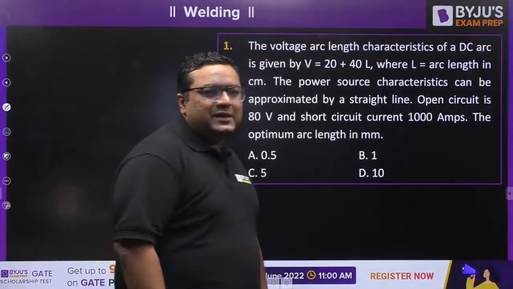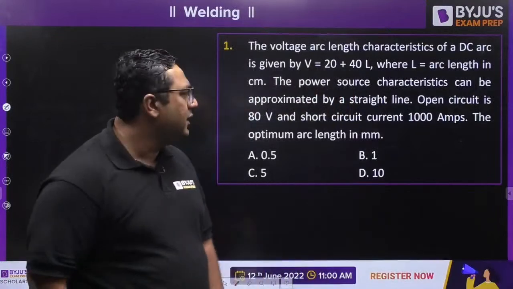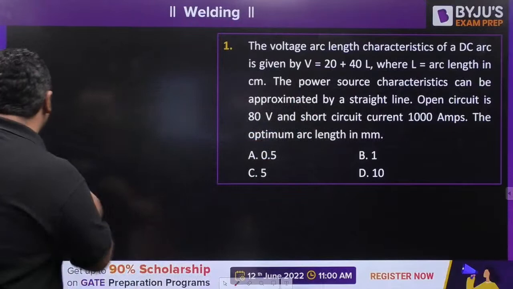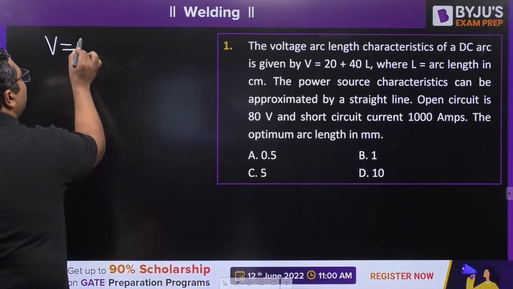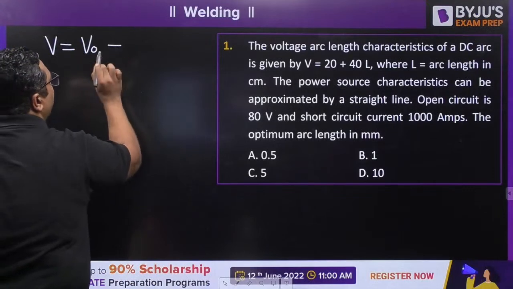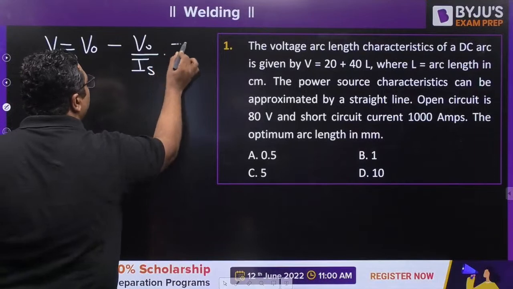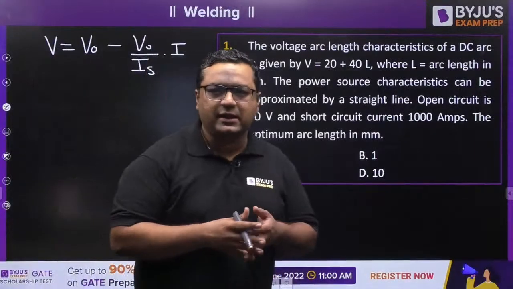So guys, yesterday we have seen about VI characteristics, and related to that, this is question number 1 for us. So my dear, if you remember, we have derived an equation, V is equal to V naught minus V naught by IS into I, and this equation is also known as VI characteristic.